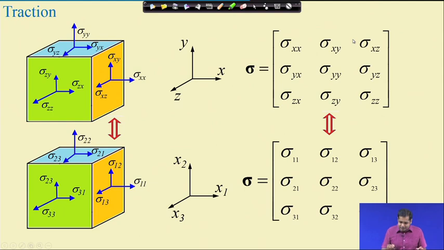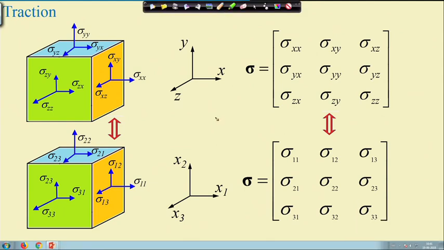But before that, let us simplify our notation. From now on, instead of writing sigma xx, sigma xy and so on, we will use sigma 11, sigma 12, which is easier to write. So sigma xx is sigma 11. The representation of stress changes, but the way it is defined remains the same. For instance, sigma 22 is the stress component on a plane which is normal to direction 2, and the direction of the stress is 2, and that definition remains the same.